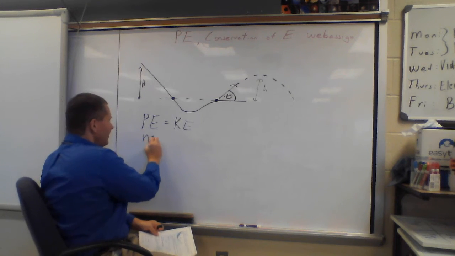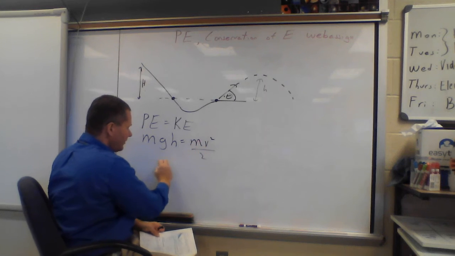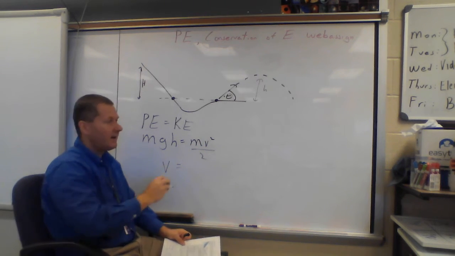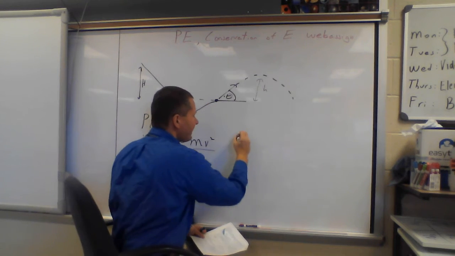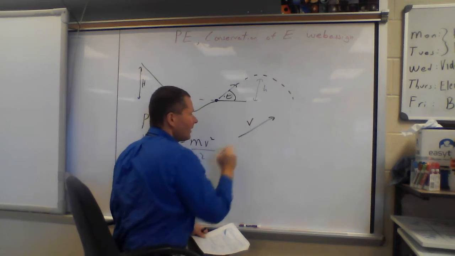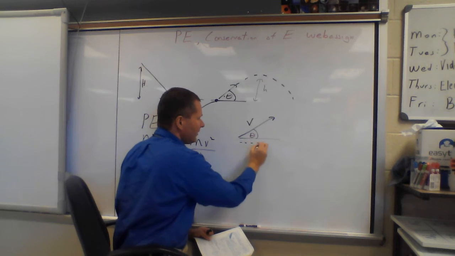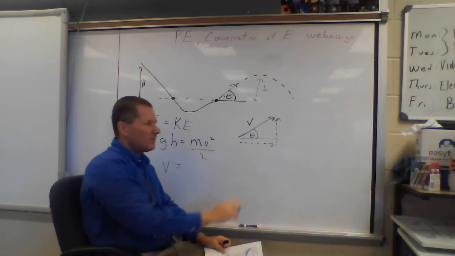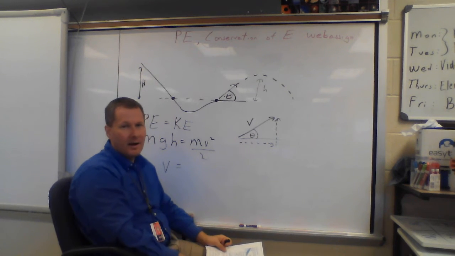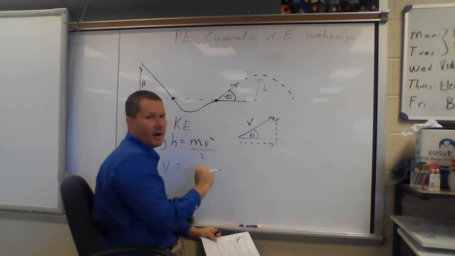So once again, you can definitely do mgh and mv squared over 2, and you can indeed solve for a v. That v there is the same as that v there. Once you get to that v there, you have a speed, you have an angle, and you should get 2 components. You really only need that component, I think, the vertical one. Once you get the vertical component, that is what's going to determine how high you go.